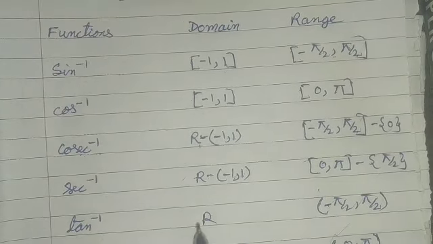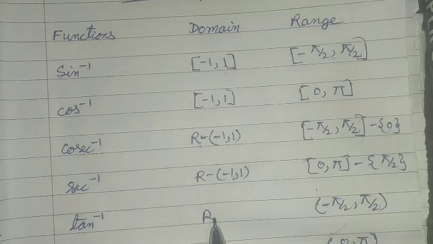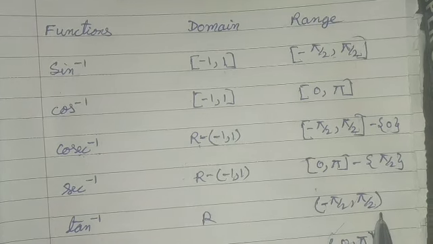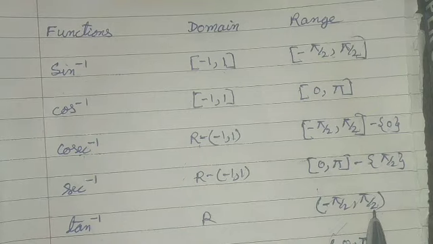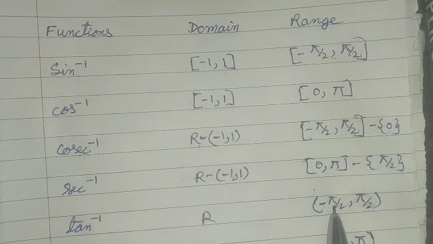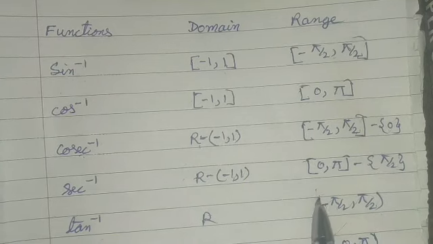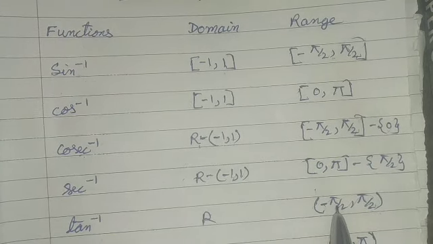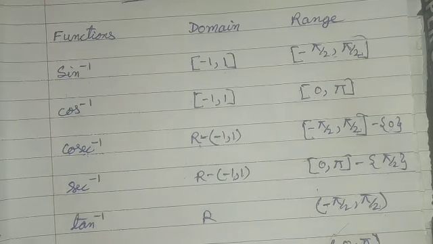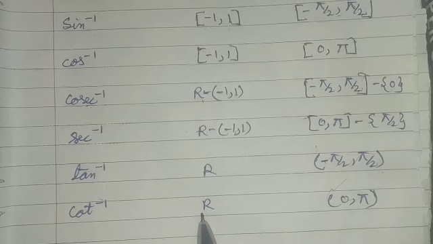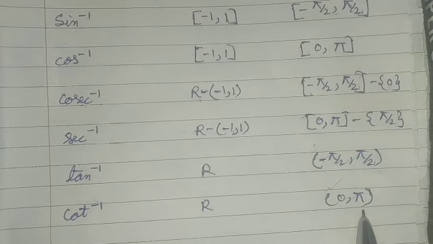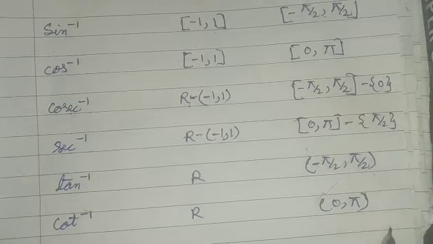Now tan inverse will have all the real numbers as its domain. Tan pi by 2 is not defined and tan minus pi by 2 is not defined. Therefore we are using open brackets here, so its range will be between minus pi by 2 to pi by 2. Similarly for cot inverse, domain is real numbers and range will be between 0 to pi.